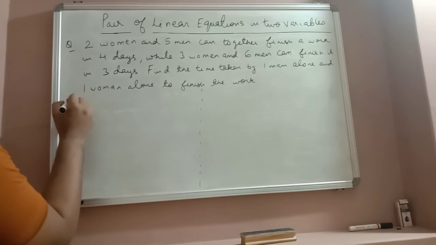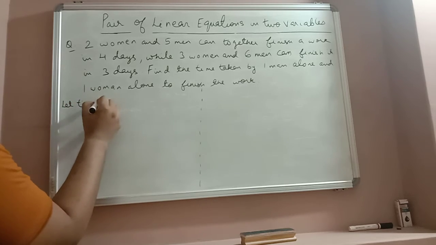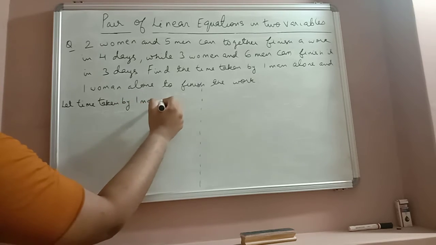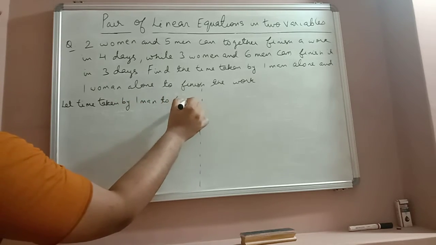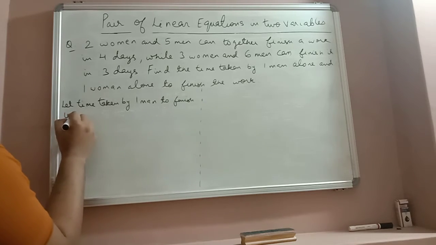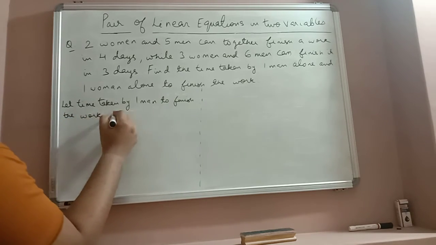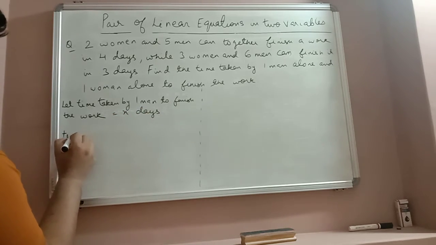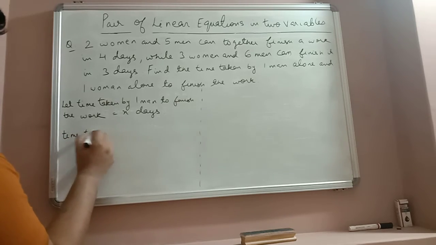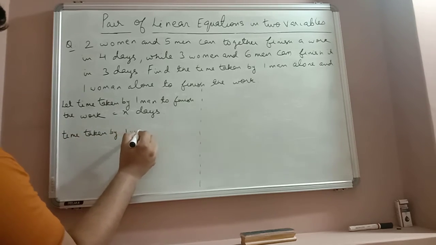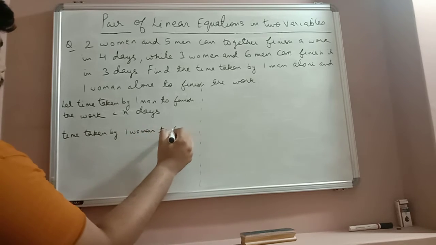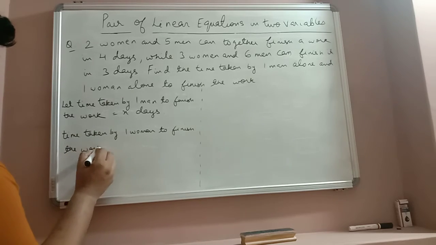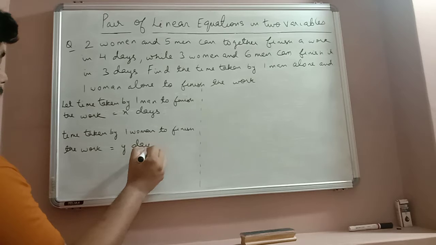So let time taken by 1 man to finish the work equals x days, and time taken by 1 woman to finish the work equals y days.